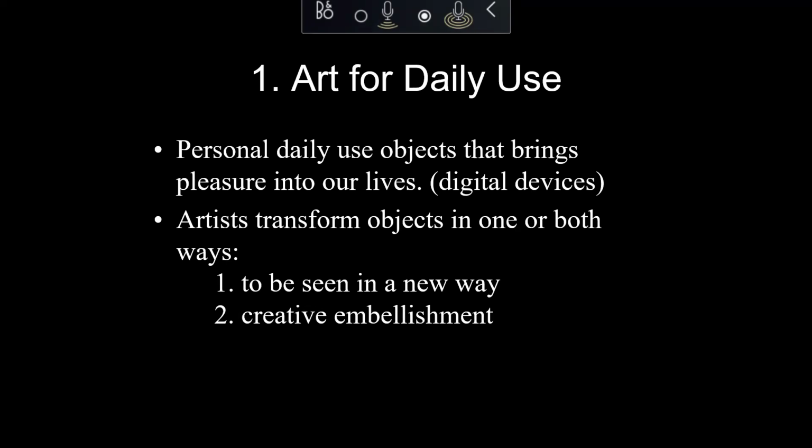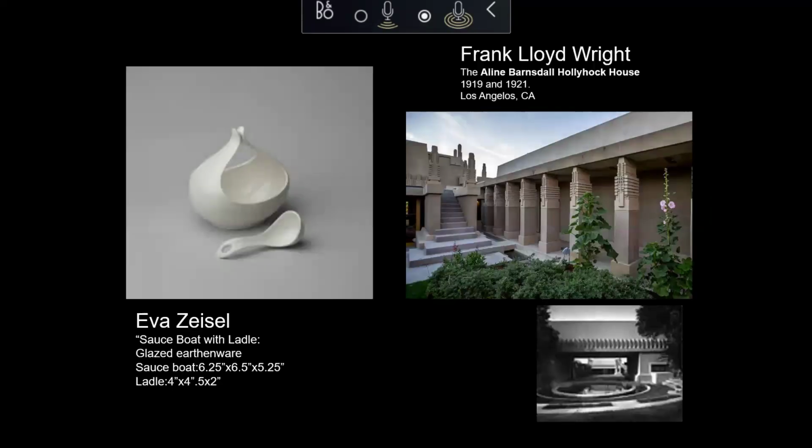And so let's look at a couple of examples of these for daily use, right? Here we have Eva Zeisel. This is soft spoke with ladle. It is ceramic. It's actually called earthenware. We'll talk about later on. You know, it's nice to look at. It's a really cool looking design, right? It's better than just a very simple, boring kind of soft spoke. Or yeah, it's like cool looking, right?